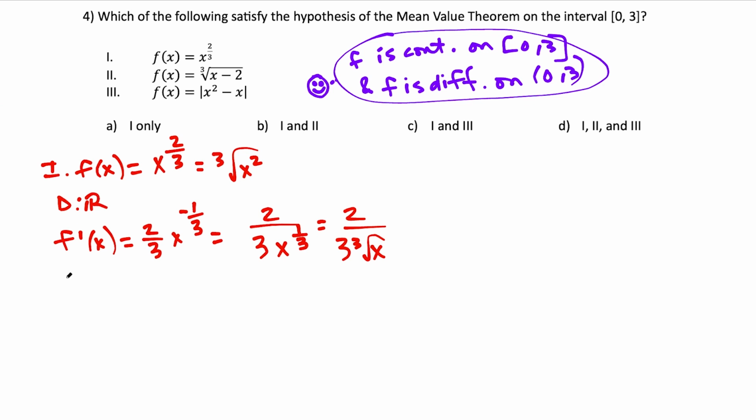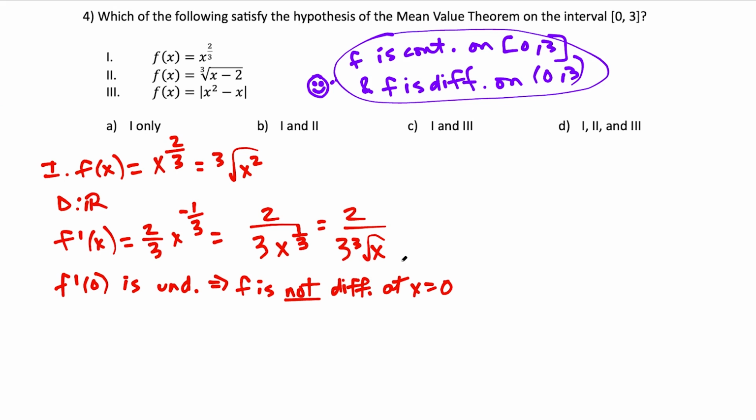Okay, so I would say here that f prime of 0 is undefined, which then tells us that f is not differentiable. Okay, f is not differentiable at x equals 0. But this is not a problem because remember, that's the only value of x that ruins our derivative. This is not a problem because we only need to be differentiable on the open interval 0, 3. So the fact that we're not differentiable at 0 is not a problem. So Roman numeral 1 is good.